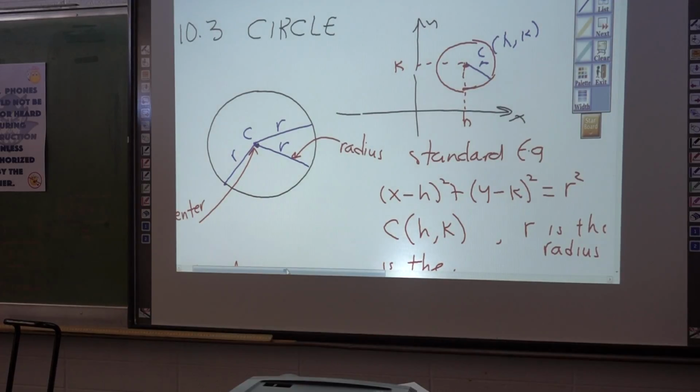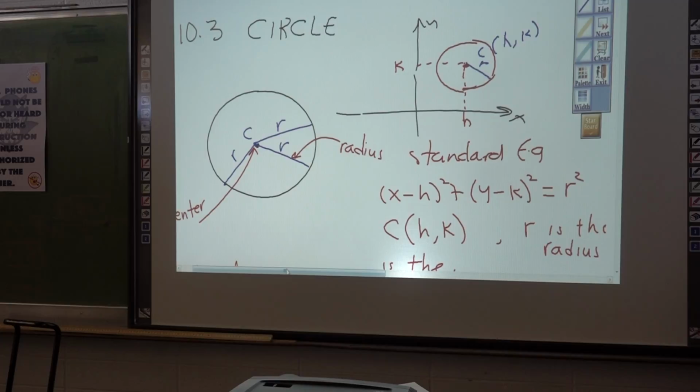Okay, this is 10.3. This is 10.3, circles. In this chapter, what you guys are doing is we're going to combine what you learned back in geometry with algebra.